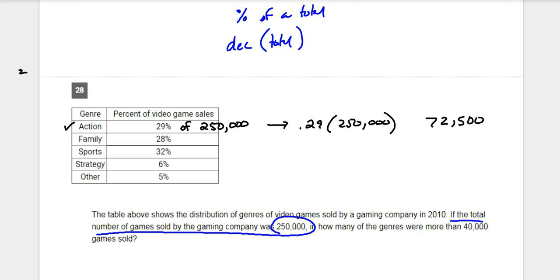32% is bigger than 29%. So I'm not going to work it out, but I know that number is also going to be bigger. So this one has to be. The family one, I'm pretty sure, is going to be bigger. If I do 0.28 times 250,000, that comes out to be 70,000. So that one's bigger. And I don't think these other ones are going to be.